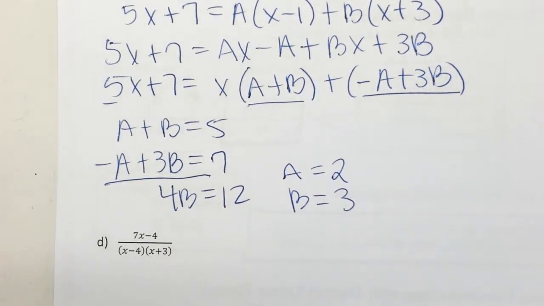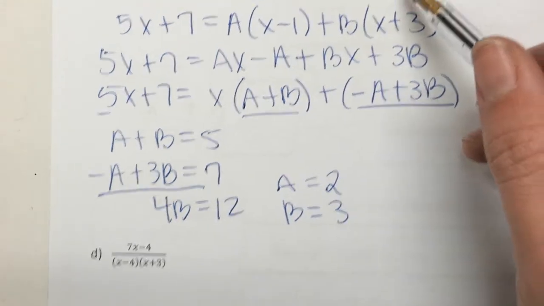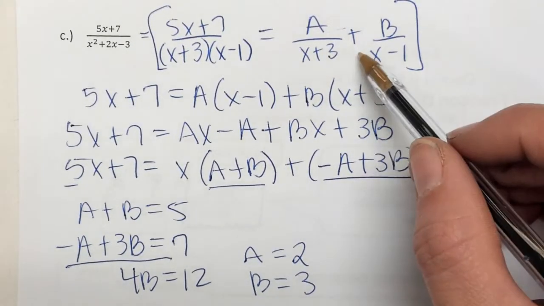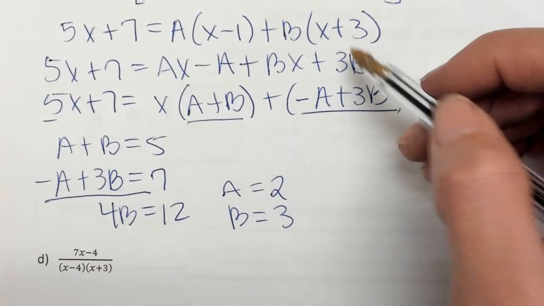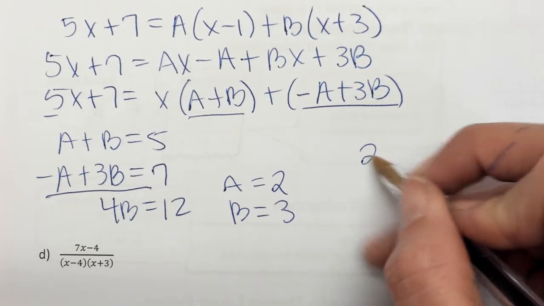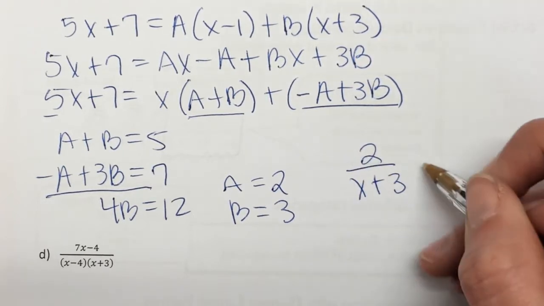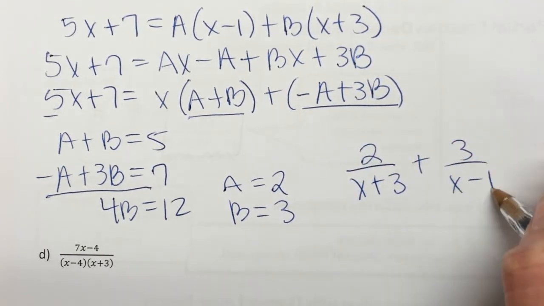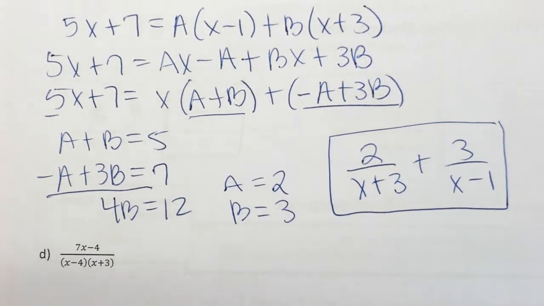Now some of y'all might have gotten a equals 3, b equals 2. Why does it not matter the order on this one? When you add them back together, it's not... Yeah. So this is 2 over x plus 3 plus 3 over x minus 1. So putting your answer should be 2 over x minus 1 plus 2 over x. Yep.